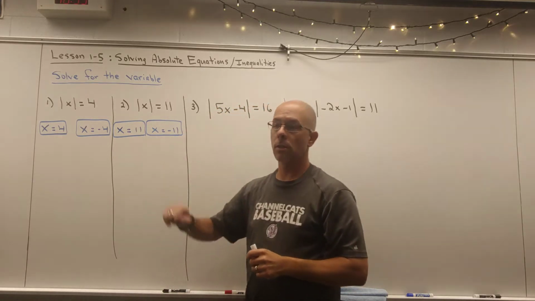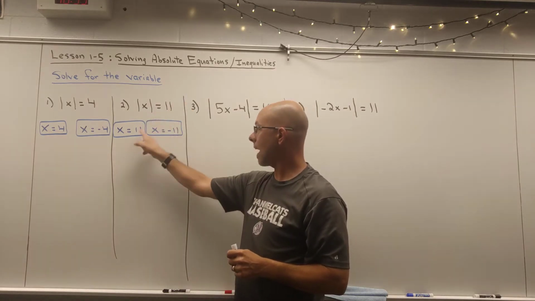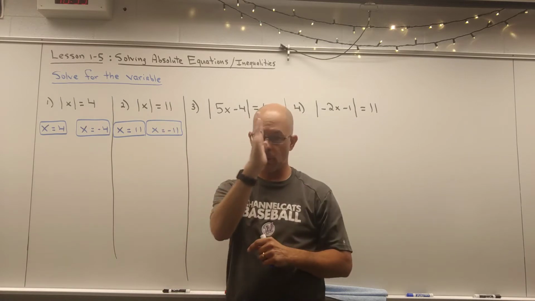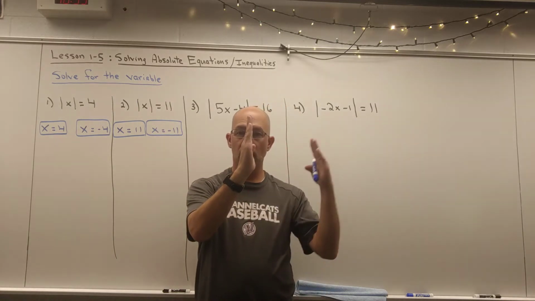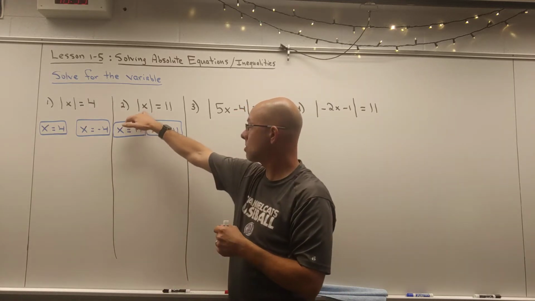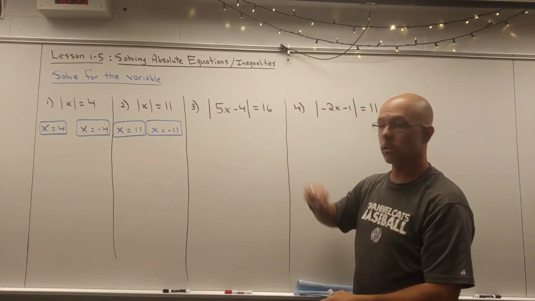So in other words, whatever the absolute value says it equals, you set it equal to that number and negative that number, because they're both the same distance from the middle. There's the 11 over here, there's the negative 11 over here. And it just so happens it just says x in there, so it leads right to an immediate solution. Now it's going to change.